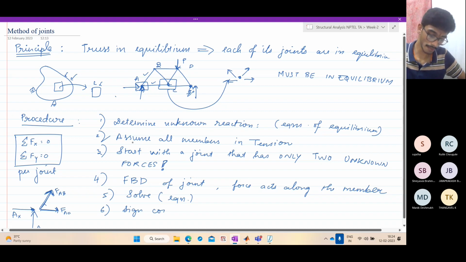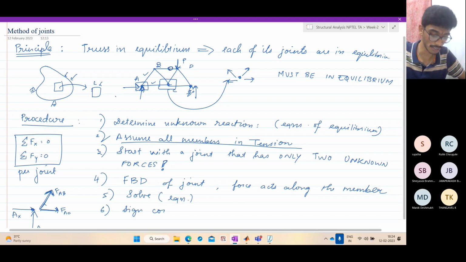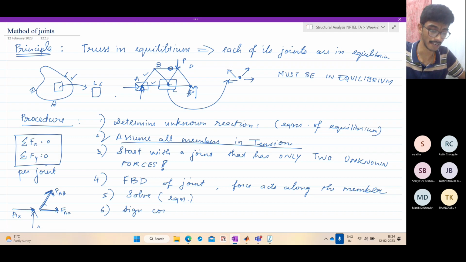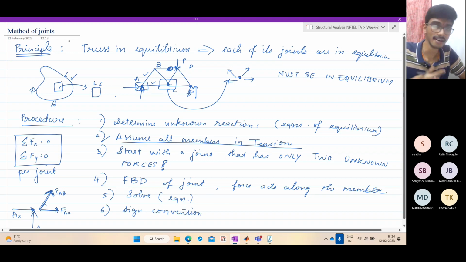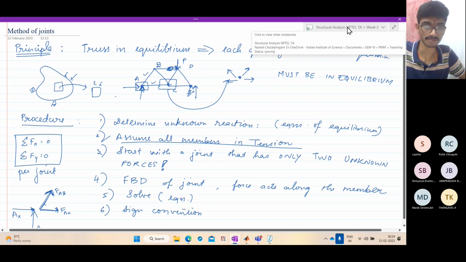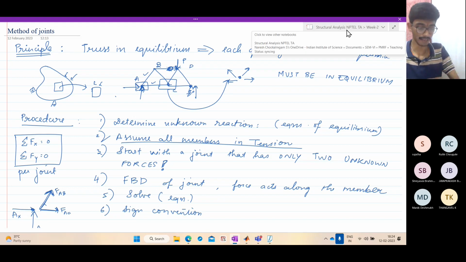Then check the sign convention. We assumed all members are in tension. If that assumption is false, certain members, for example this member, will show compression. This member will have a negative value of force. It will give you a negative magnitude when you solve for this. If you get a negative value, it means it is under compression. That's all. So this is the recipe to find out the member forces in trusses by the method of joints. It is simple. Once you have solved for this joint, you will get the force in this member.